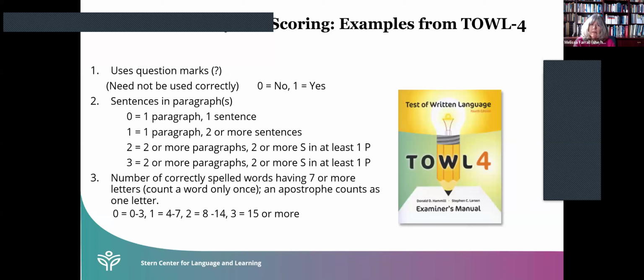So these are some examples of the way that some of the things on the test of written language are scored. And you can see they're very, very specific. And what the test authors have done is to really zero in on things that they think will represent in total the overall quality of the text.